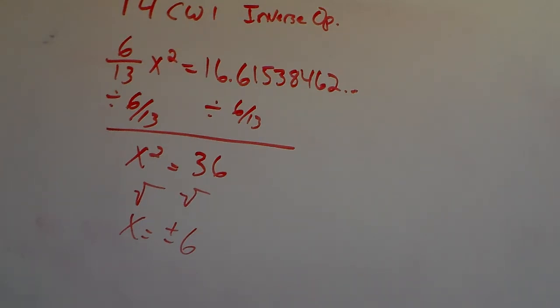Now the rest, 6, 7, and 8, I expect you to do on your own. The answers, though, for number 6 are x equals 8 and x equals negative 8. Number 7, the answers are x equals 10 and x equals negative 10. And for problem number 8, the answer is x equals 9 and x equals negative 9.